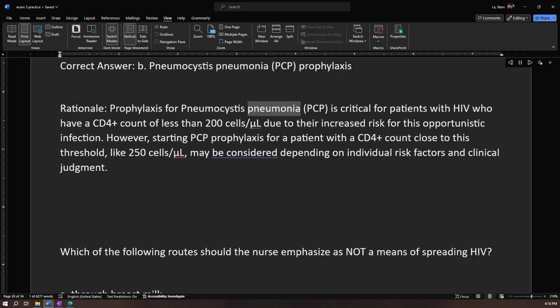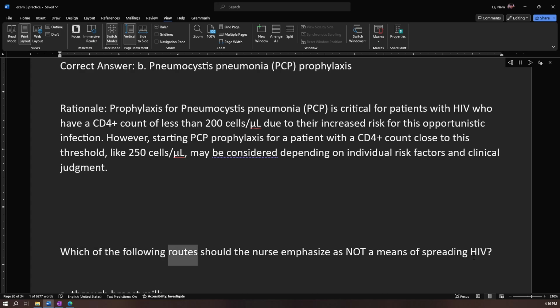Rationale. Prophylaxis for pneumocystis pneumonia, PCP, is critical for patients with HIV who have a CD4+ count of less than 200 cells/μl due to their increased risk for this opportunistic infection. However, starting PCP prophylaxis for a patient with a CD4+ count close to this threshold, like 250 cells/μl, may be considered depending on individual risk factors and clinical judgment.